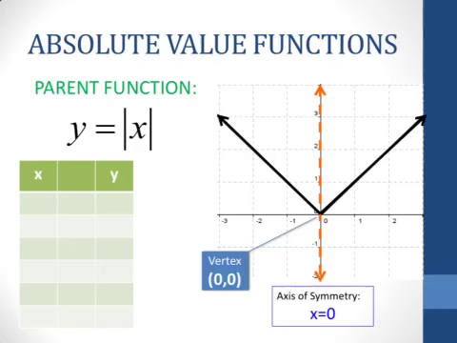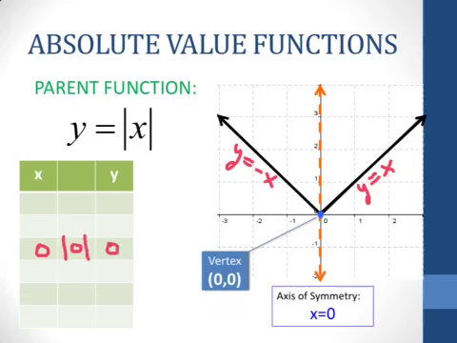So this is a piecewise function. When x is greater than 0, we have the line y equals x. When x is less than or equal to 0, we have the line y equals negative x. And you can see if you plug in 0 into the original equation, you're going to get the absolute value of 0, which is 0. That's the coordinate for our vertex.